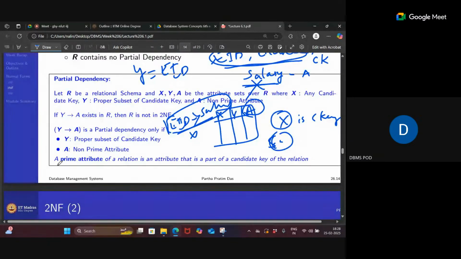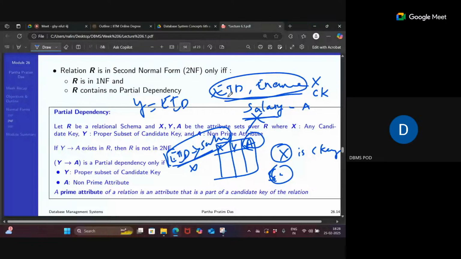Okay, what is a prime attribute? A prime attribute of a relation is an attribute that is part of a candidate key of the relation. So here, employee ID and employee name are prime attributes. This is part of our candidate key. And salary is not part of our candidate key and it is called a non-prime attribute. And if a part of the candidate key, or proper subset of the candidate key, is determining any other non-prime attribute, then we can say that relation is not in 2NF.